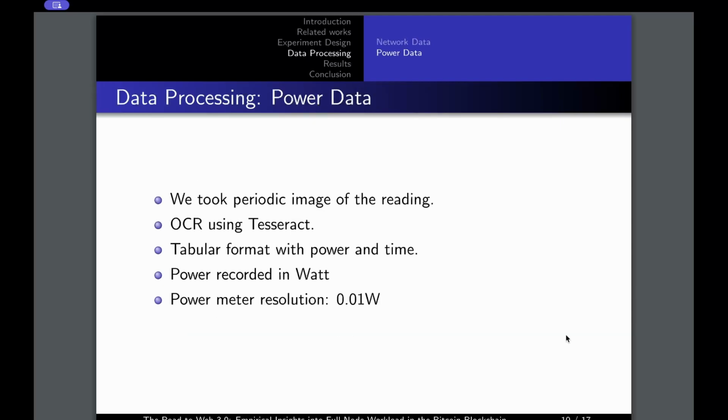For power data, as I mentioned, we took periodic images of the reading, and we used OCR, such as Tesseract, for character classification, and we get the exact numbers from those images. That way we were able to create tabular power data so that we can analyze it.